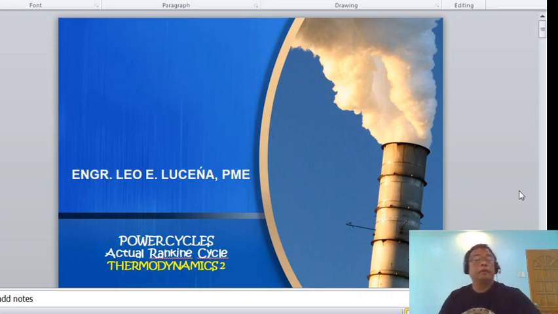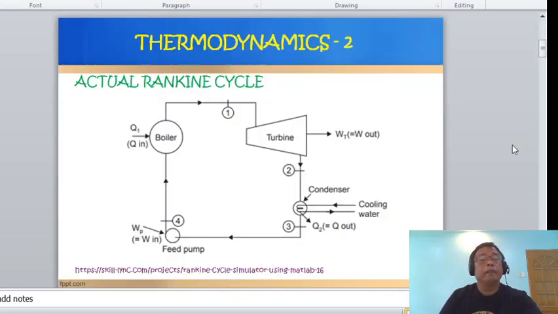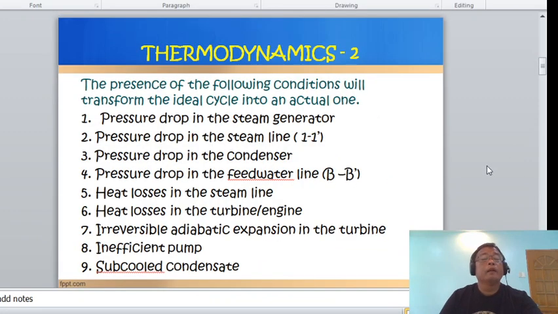Class, good morning. So again, this is the third presentation in power cycle. This time, I will give you the actual Rankine cycle. So, actual Rankine cycle. This is, class, again the illustration of the Rankine cycle. Next, we have here the assumptions.